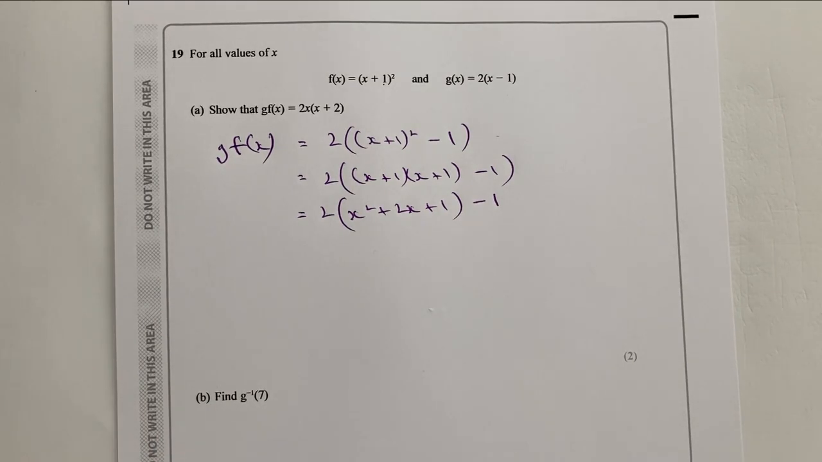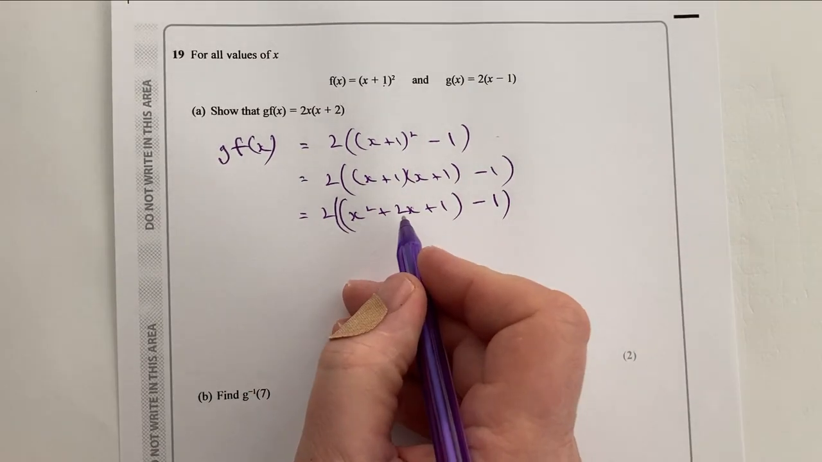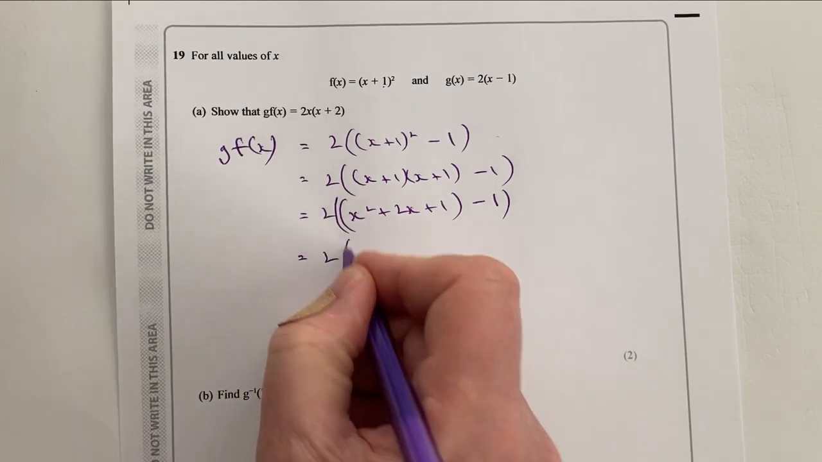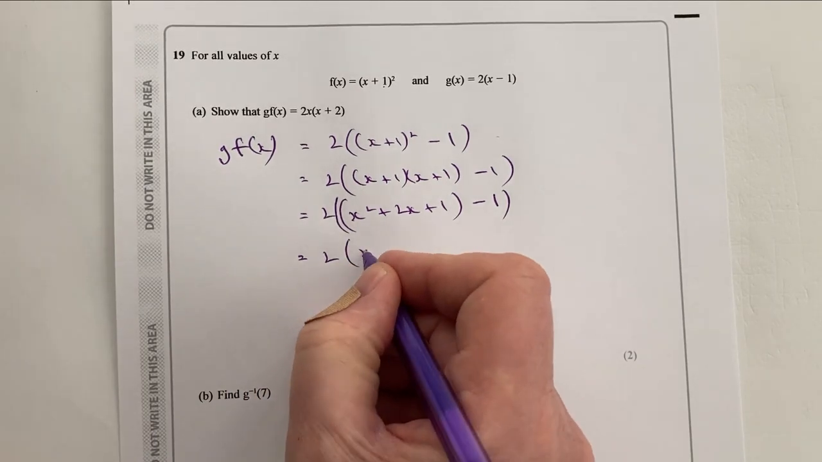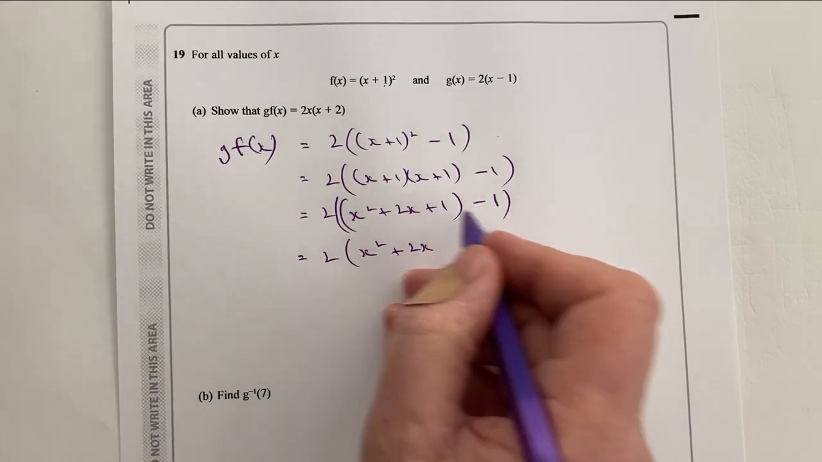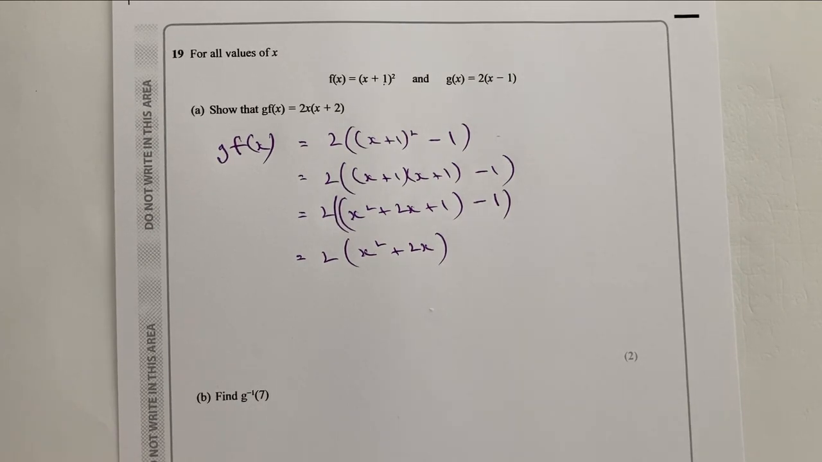So let's have a look then. When we get rid of those brackets, this is actually internal brackets there. So when we get rid of these brackets inside here, I'm going to get 2 times x squared plus 2x, take away this plus 1 and minus 1, they cancel themselves out, and therefore I get that.